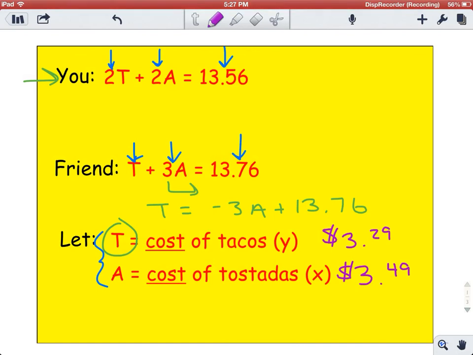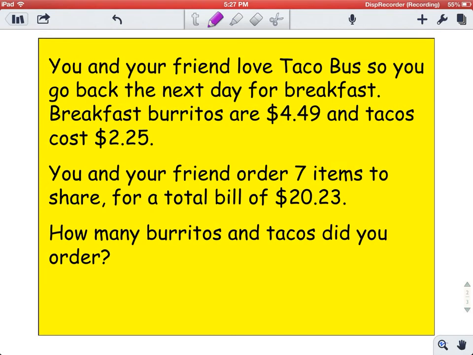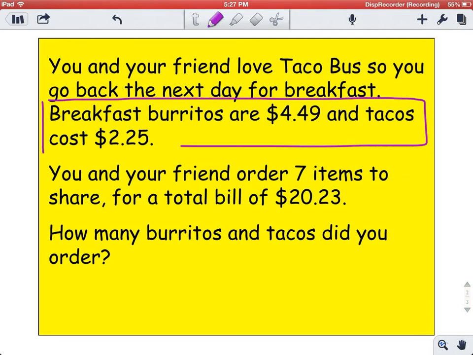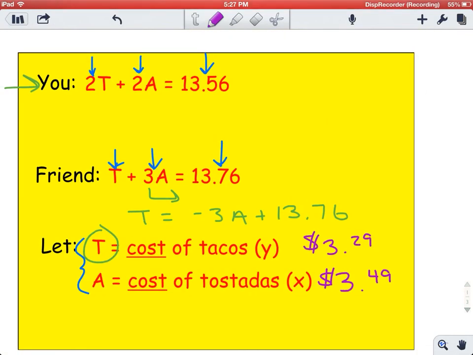Let's do a very similar problem, and I'm going to do this problem on purpose so you see the difference in defining your variables. So we're back at Taco Bus, but now we're dealing with breakfast burritos and tacos. And now we have a slightly different situation. I'm giving you the prices of each. Remember, in the previous example, we were looking for prices.